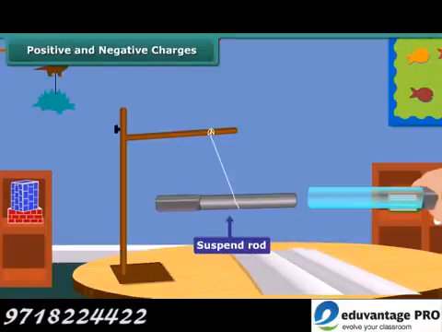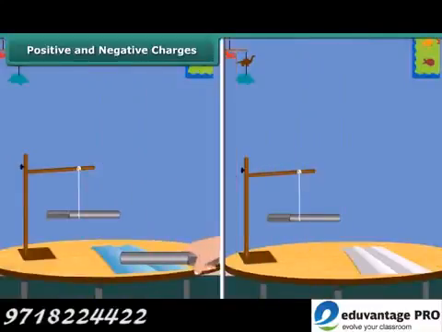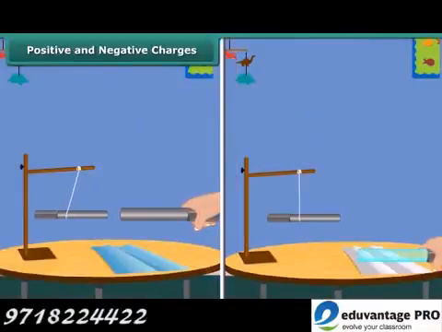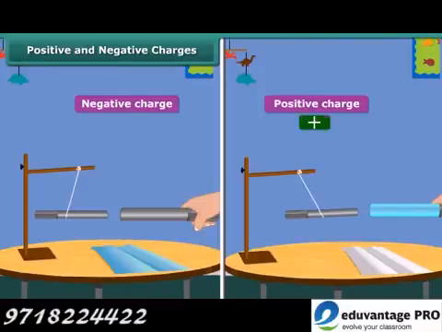What do you observe now? The suspended ebonite rod comes closer to the glass rod. The charges produced in the ebonite and the glass are different in nature. These two kinds of charges are called positive and negative charges. The positive charge is shown by the plus sign and the negative by the minus sign.